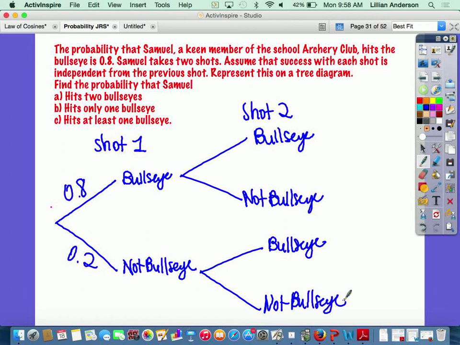Just like before, our probabilities are going to go on our branches. What's the probability that he'll hit a bullseye? 0.8. That he'll miss? 0.2. So again, 0.8 and 0.2. What it means to be independent from the previous shot is that it has no effect. And this right here is our tree diagram to model the situation. If he took another shot, we would have 2 more branches off of each one of these outcomes.